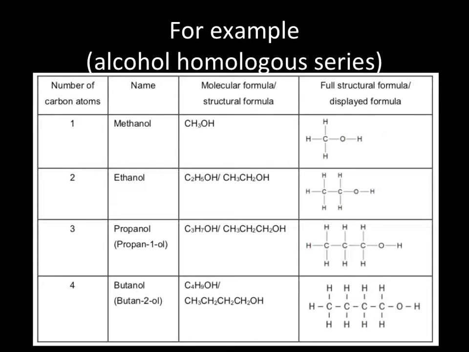Now let's look at alcohol. Alcohol with 1 carbon is methanol. Alcohol with 2 carbons is ethanol, which is something very common that we have been hearing about since Sec 3. Alcohol with 3 carbons is propanol. Alcohol with 4 carbons is butanol. So if it's 1 carbon, it's always METH. If it's 2, it's always ETH. If 3, it's always PROP. If it's 4, it's always BUT.